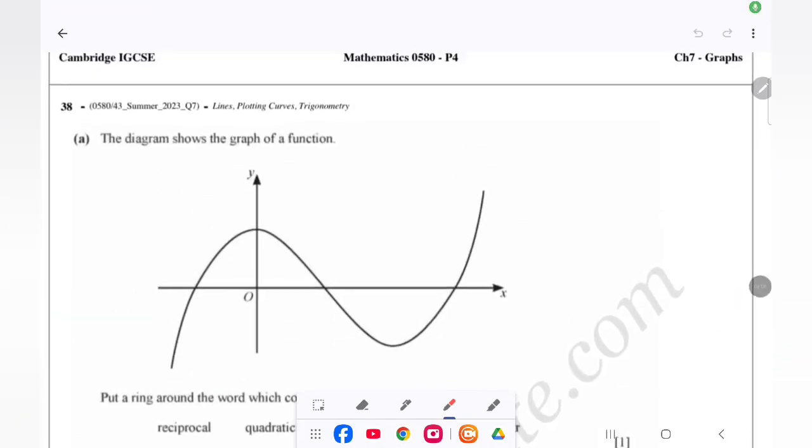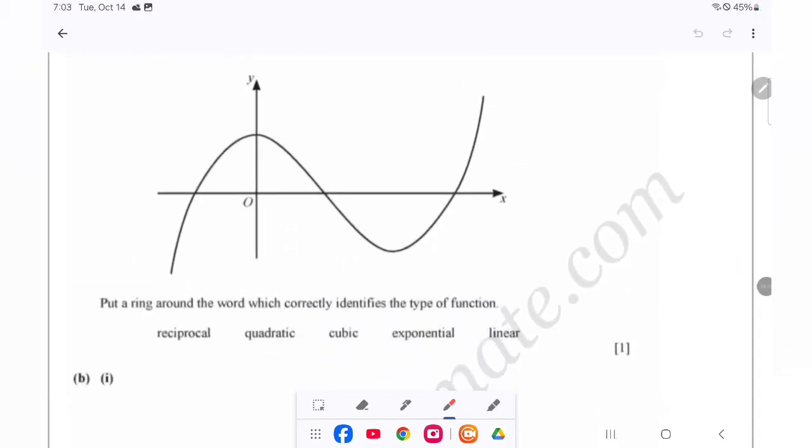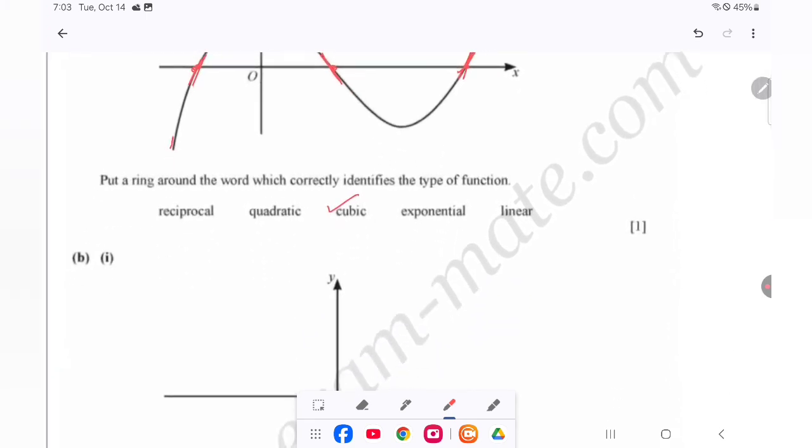In question 38, the diagram shows the graph of a function which is cutting the x-axis at 3 points. So since it is crossing the x-axis at three points, first, second, and third, we can say that it is a cubic function.